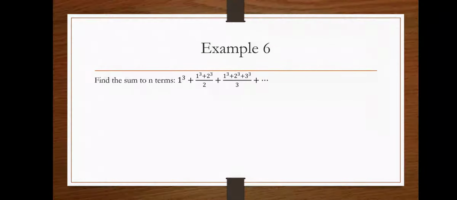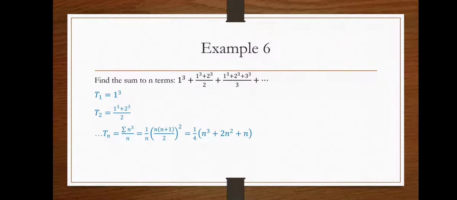Number 6: find the sum to n terms of 1 cube plus (1 cube plus 2 cube) by 2, plus (1 cube plus 2 cube plus 3 cube) by 3, and so on. So again, we need to associate. The first term is 1 cube, the second term is (1 cube plus 2 cube) by 2, the third term is this. So you can see the nth term is basically the sum of the cubes of the first n terms divided by n.